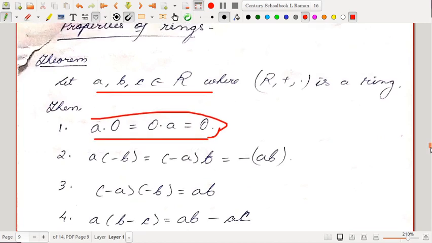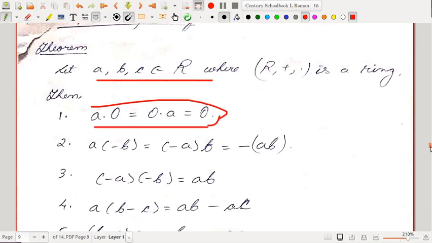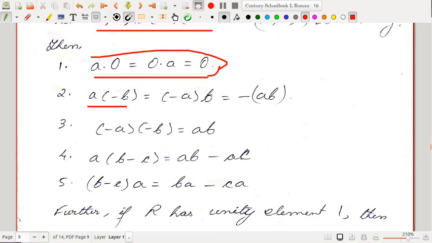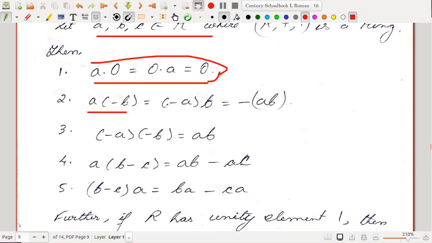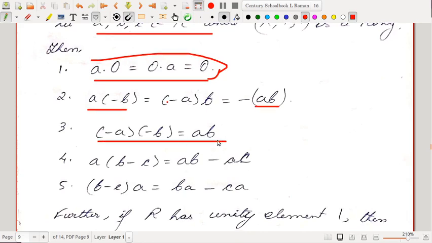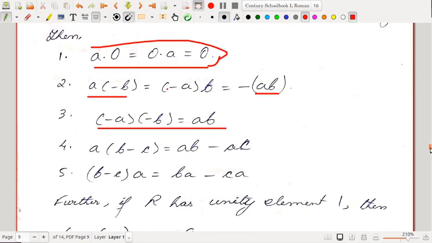In any ring, a into 0 is always 0 into a equal to 0. A into minus b, a into the additive inverse of b, is the same as minus a, the additive inverse of a, into b, which is also the same as the additive inverse of the product ab. That means the minus can be placed anywhere, and that is the meaning. Then minus a into minus b is ab. We have been doing this since childhood: minus into minus is plus.